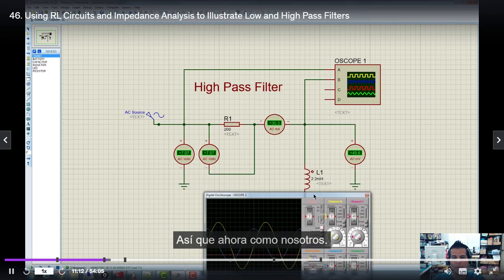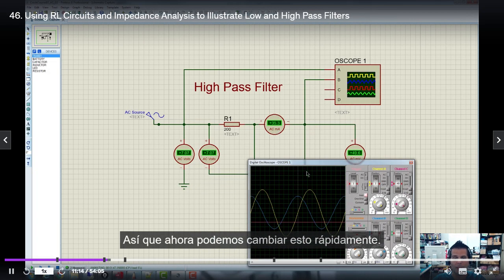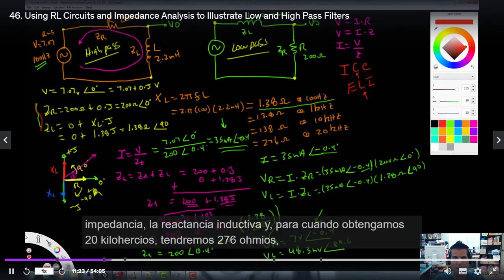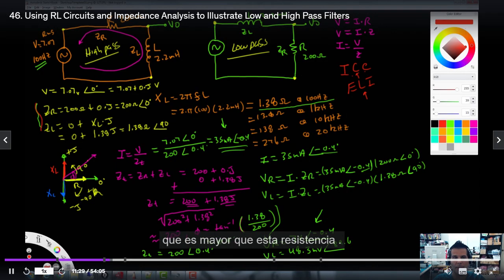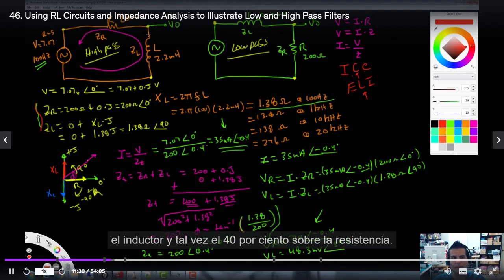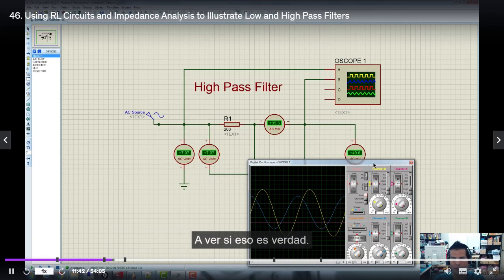So now we can quickly change this, right? If we go to the math here, we saw that as we increase the frequency, we're going to increase the inductive reactance, and by the time we hit 20 kilohertz, we're going to have 276 ohms, which is greater than this resistor. So at 20 kilohertz roughly, we should be splitting this 60-40, right? 60% of the voltage should be over the inductor and maybe 40% over the resistor. All right, so let's see if that's true.